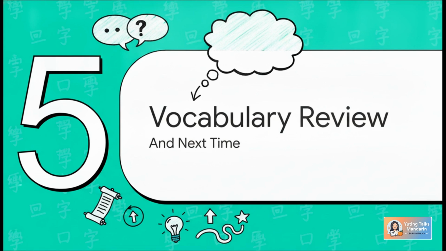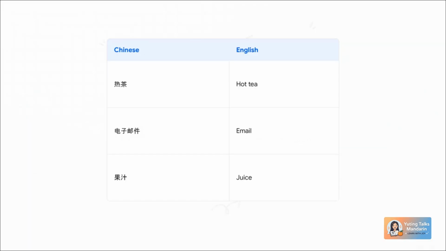Here are 3 everyday words to keep in your back pocket. First, we have rè chá, meaning hot tea, your ultimate Chinese comfort remedy. Next is 电子邮件, meaning email, straight from our problem-solving quiz. And finally, guǒzhī, meaning juice, for the next time you're stating your beverage habits at a restaurant. Remember these words through the stories we just explored, and I promise they'll stick with you much longer than just reading a boring vocabulary list.